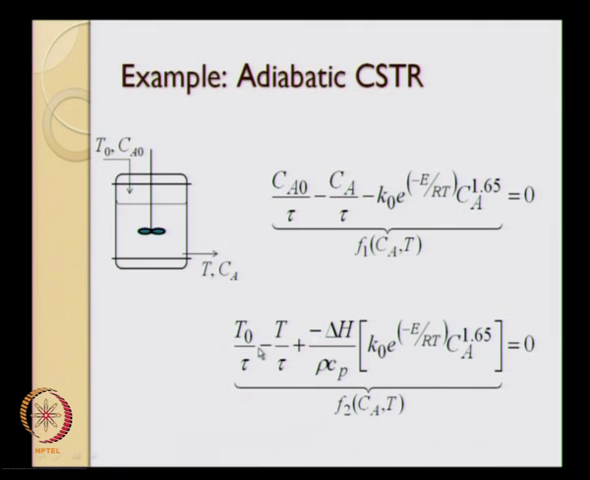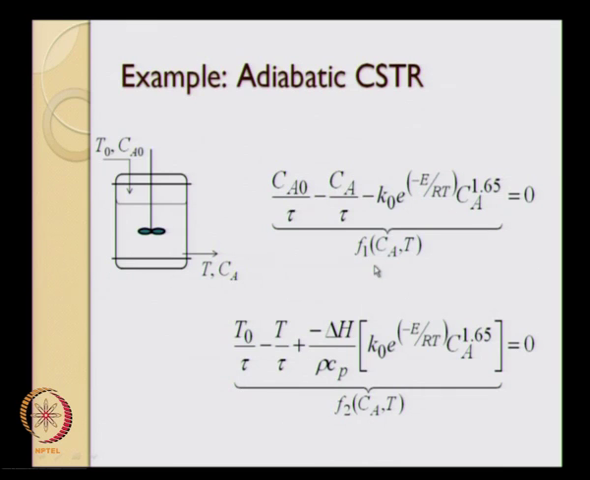Likewise, we will need an energy balance also. The energy balance will give you the second function f2, and f2 of Ca and T is written over here, and basically this is the heat of reaction term and this is the rate of reaction term. So, this particular product is the total heat that is generated because of the reaction taking place. This is the sensible heat entering the system at the inlet, and this is the sensible heat exiting from the system at the outlet, and this becomes our overall problem.